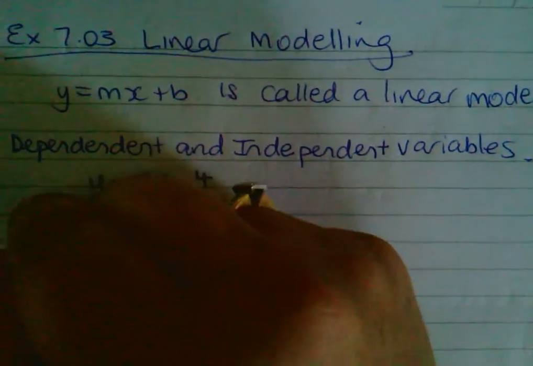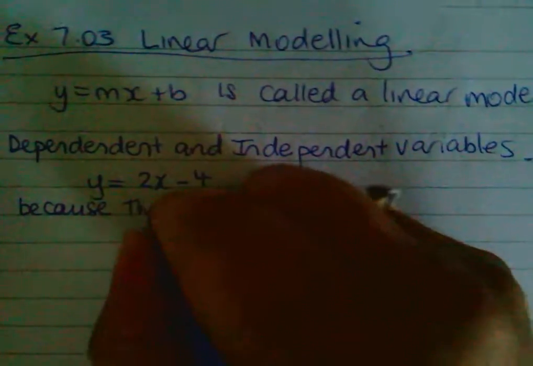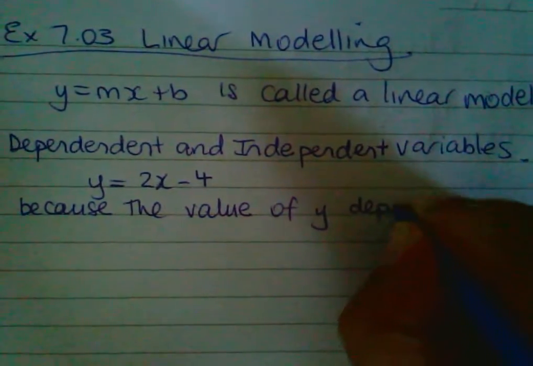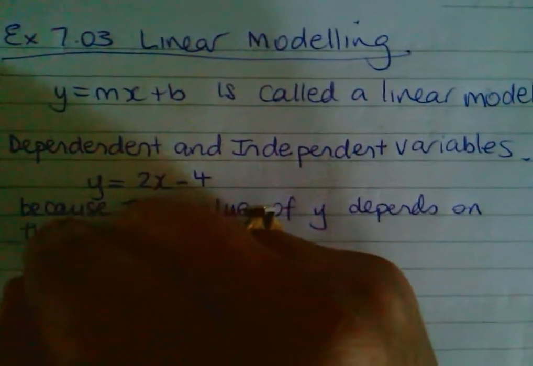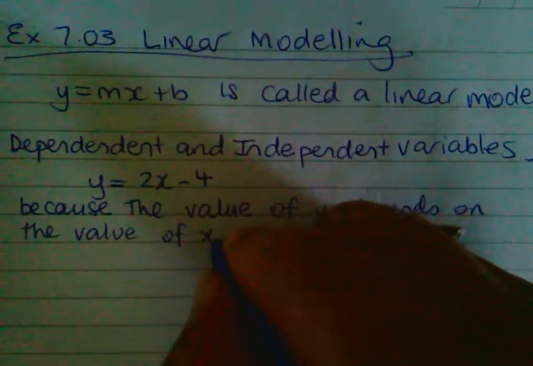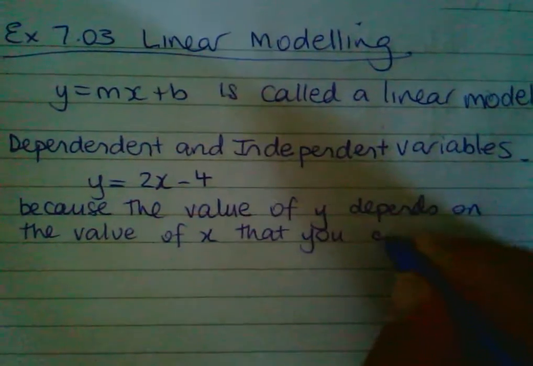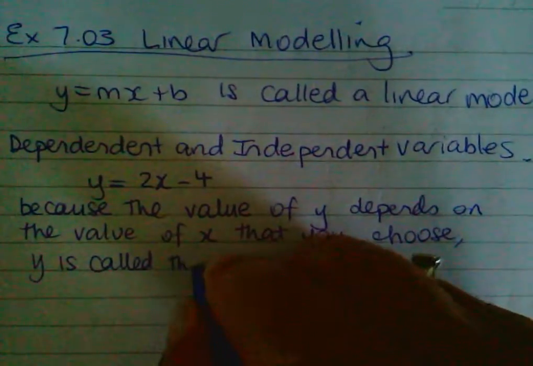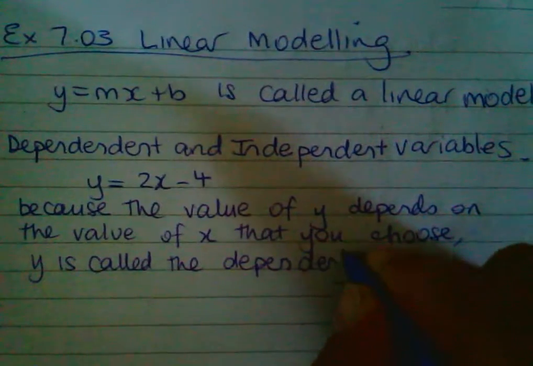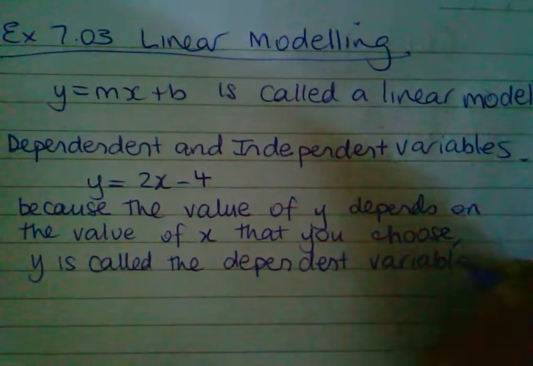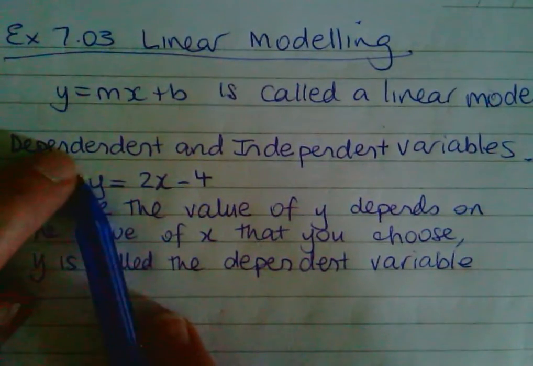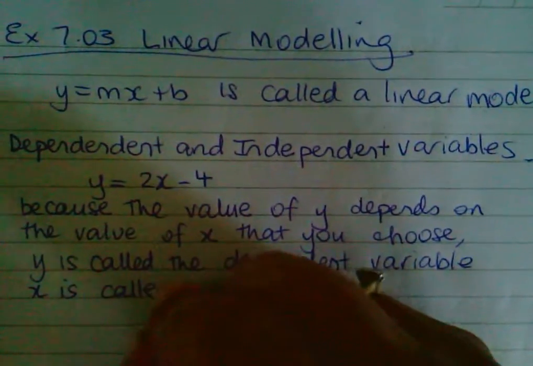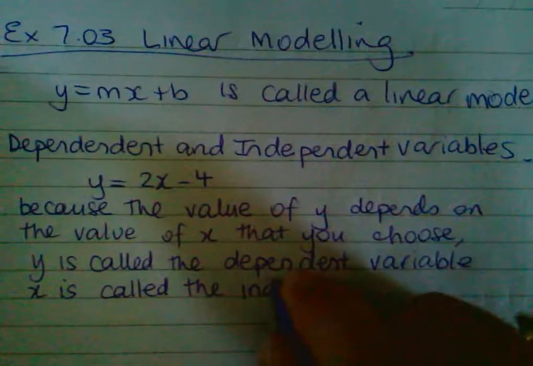Okay? So I'm going to write here, because the value of y depends on the value of x that you choose, y is called the dependent variable. The dependent variable is basically what's the subject of the formula, the one out the front, okay? And x is called the independent variable.